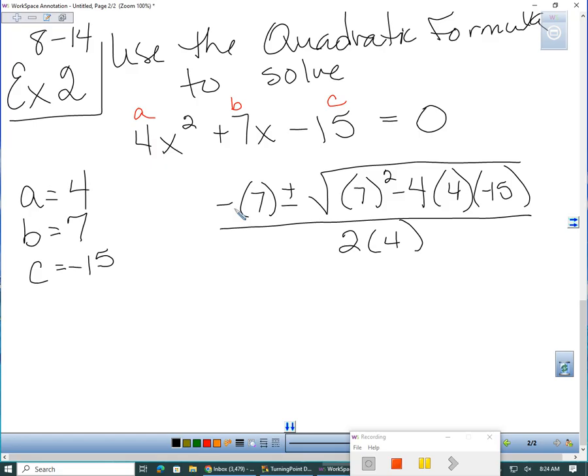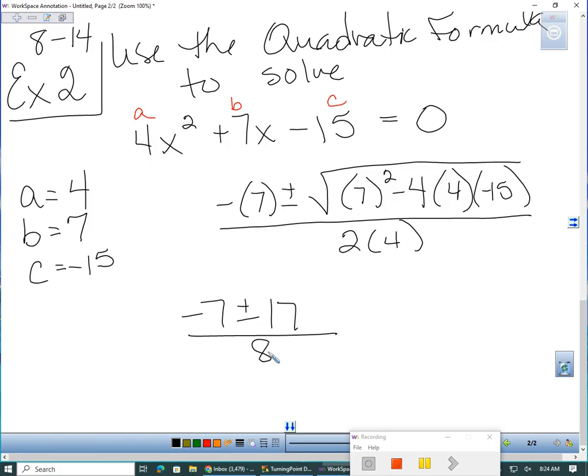All right, so we're going to have negative 7 plus and minus. We're going to go to our calculator and type in the square root of 7 squared minus 4 times negative 15. What did you guys get? 17? Perfect. Okay.